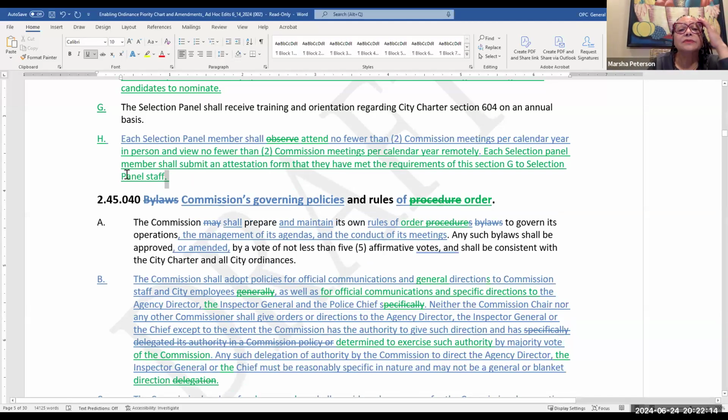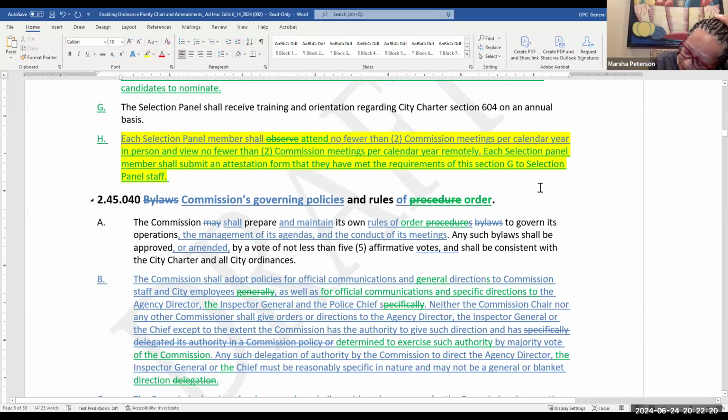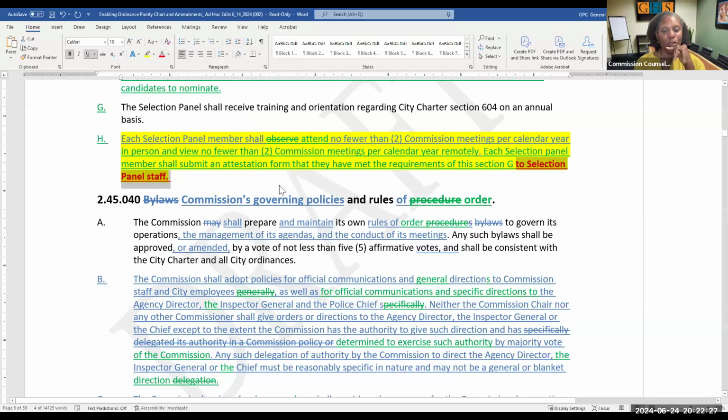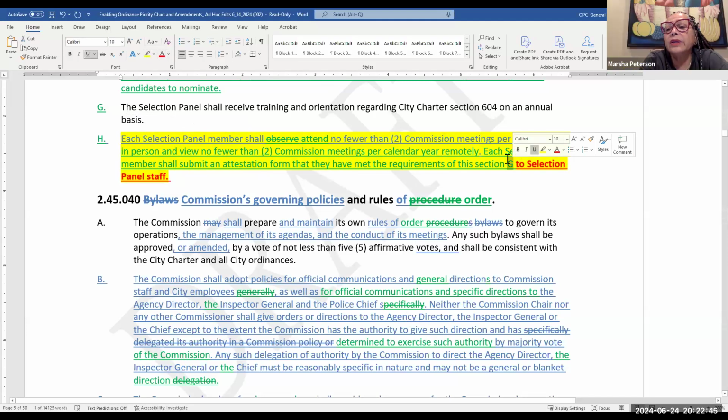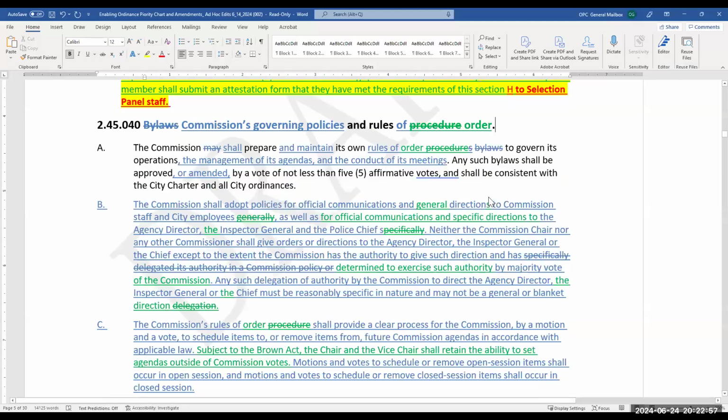Okay, let's keep going. Chair, one other issue here in this change. The selection panel member shall submit an attestation form that they have met the requirements of this section G. That should be H. Are you able to make that change? There we go. All right, that's good. Are we good with H? Yes. Okay.